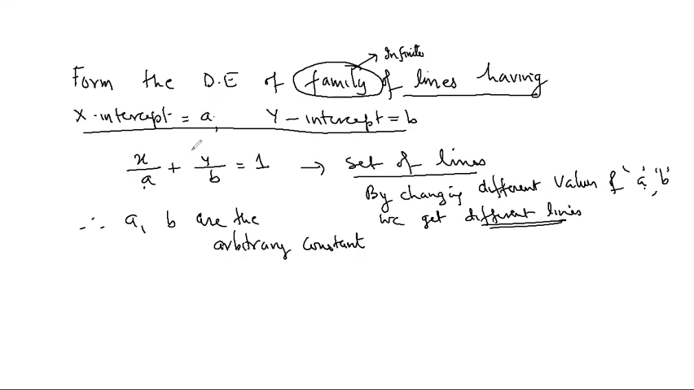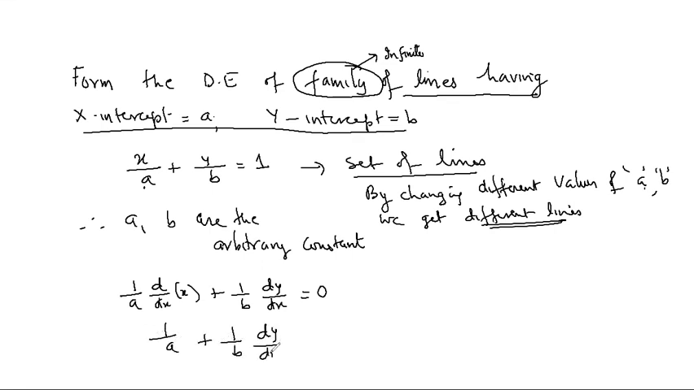So how many times am I allowed to differentiate? Two times. So how should I do this? I want to remove this a and b. Can I differentiate directly? I taught you two methods here. One method is to differentiate directly. In the second, make both a and b together as an arbitrary constant and then differentiate again. So I can write like this: 1 by a into d by dx of x plus 1 by b into dy by dx equals 0. Agreed? So 1 by a plus 1 by b into dy by dx is 0.